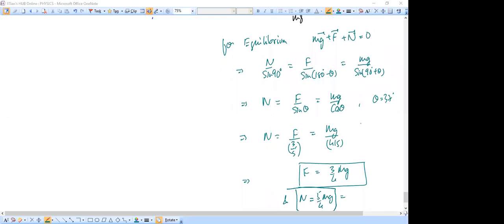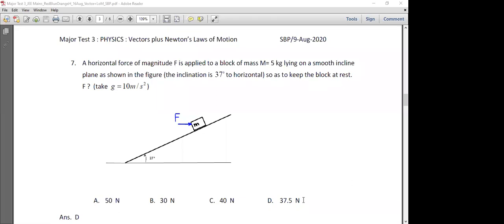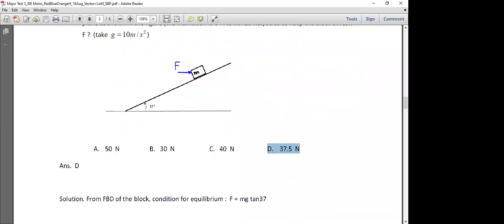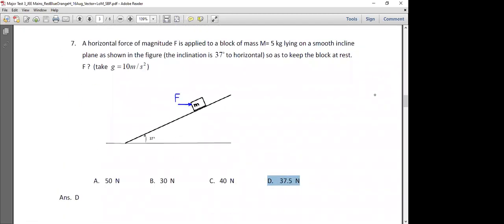It should be 37.5 only. The answer is 37.5. Let me just check. See, the answer is D, 37.5. Just check in the system again. In case it's showing an error, let me know. I will get it corrected. It might be a website error, but the answer to this question is D only.